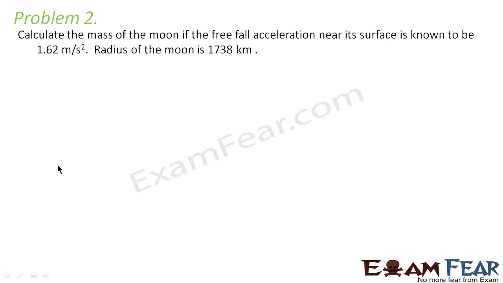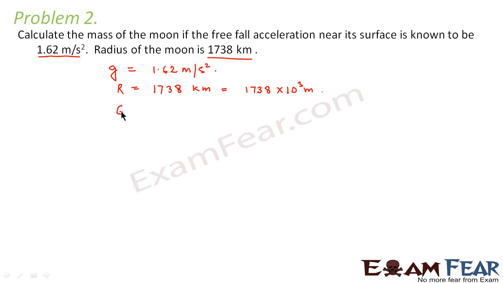It says, calculate the mass of the moon if the free fall acceleration near its surface is known to be 1.62 meters per second squared. Radius of the moon is 1738 kilometers. So here we are given that the acceleration due to gravity on the surface of the moon is 1.62 meters per second squared, and the radius of the moon is 1738 kilometers, which if converted into meters would be 1738 × 10^3 meters.